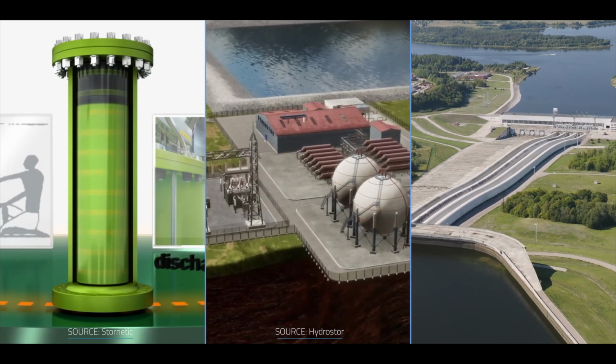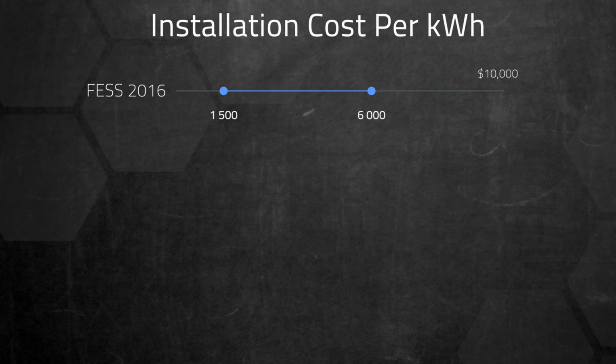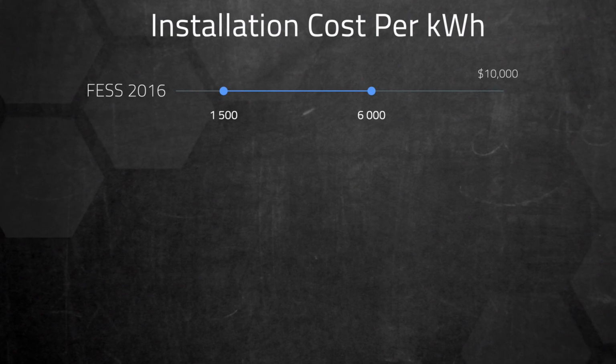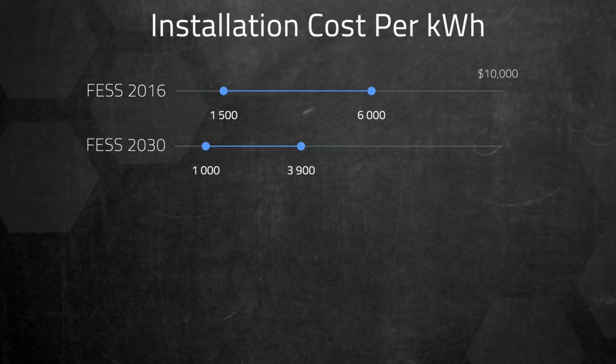So what's the catch with flywheels? Why haven't we been seeing them pop up in solar and wind farms everywhere? Well, the latest technology provides energy for just a few hours, and flywheels have high energy installation costs. According to one report in 2016, FESS costs varied from $1,500 to $6,000 per kilowatt hour. And expected installation costs by 2030 will range from $1,000 to $3,900 per kilowatt hour.